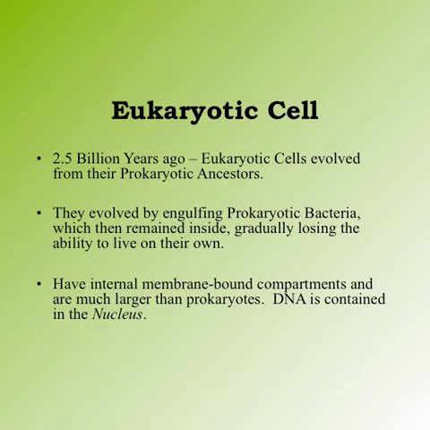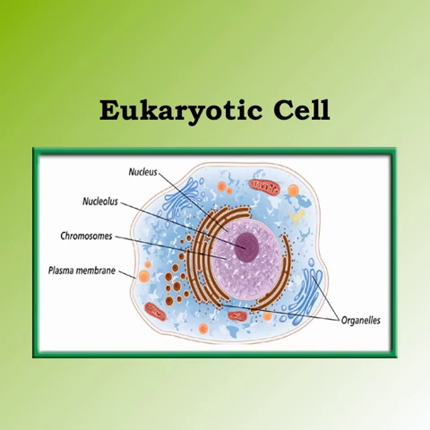They all have internal membrane-bound compartments called organelles. They're much larger, and the DNA is contained, of course, in the nucleus. Here's a little drawing of a eukaryotic cell. You have a nucleus and a nucleolus, where the DNA is actually centralized in the nucleus. Chromosomes are in there. Plasma membrane, there's various organelles: endoplasmic reticulum, ribosomes, mitochondria, lysosomes, etc. All specialized organelles doing a special function, much more efficient than prokaryotic life.